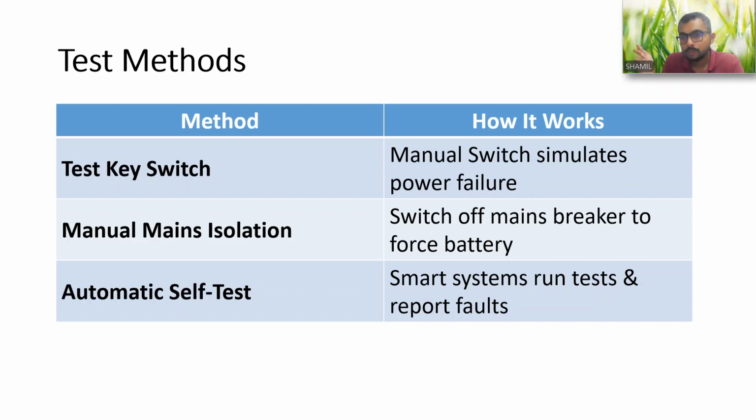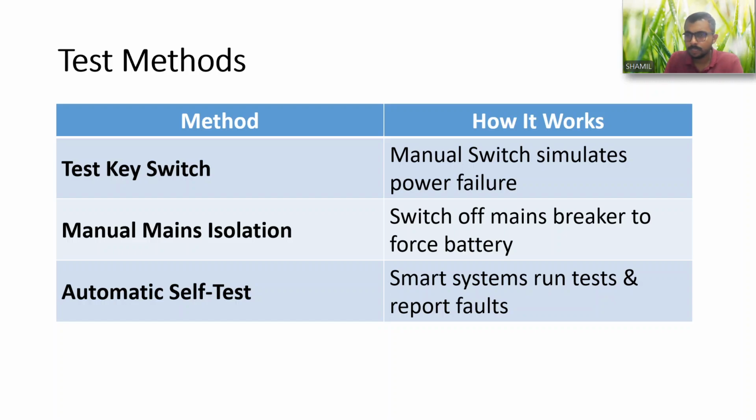So you are actually switching off the mains breaker to see whether the battery is working or not, to see whether the light is working or not. When you are switching off the main supply, all the lights will be working on the battery source. And the third kind of test is the automatic self-test.